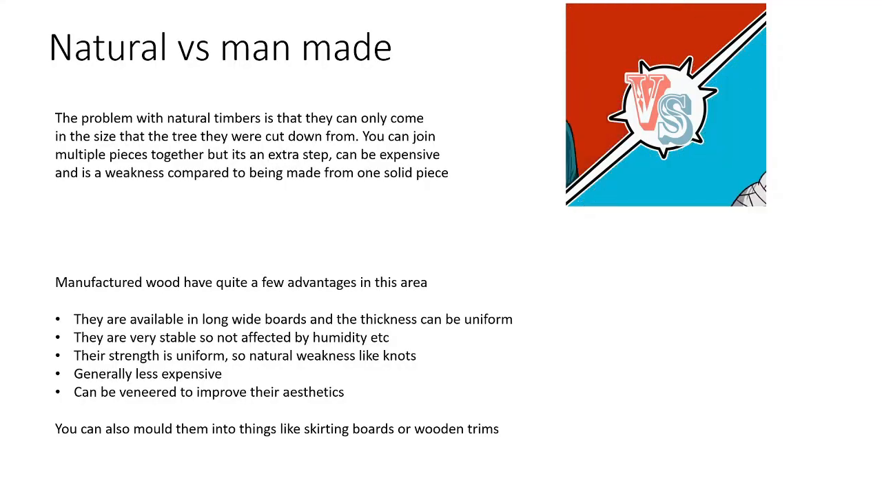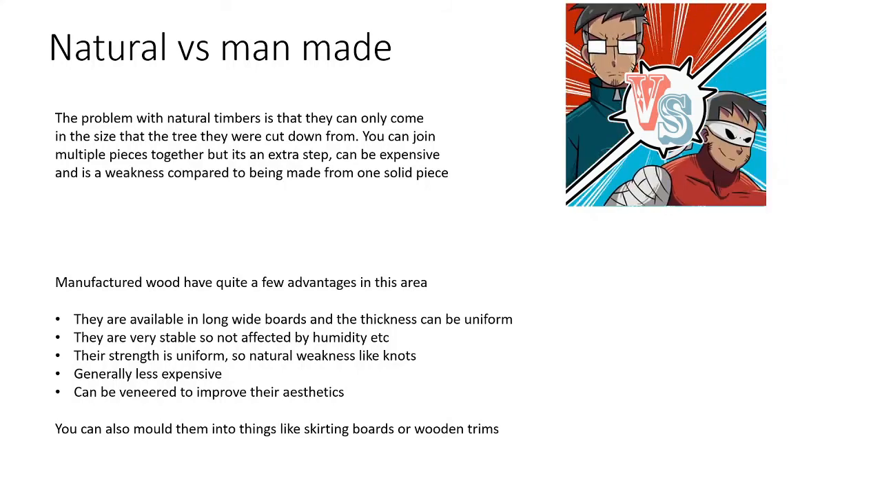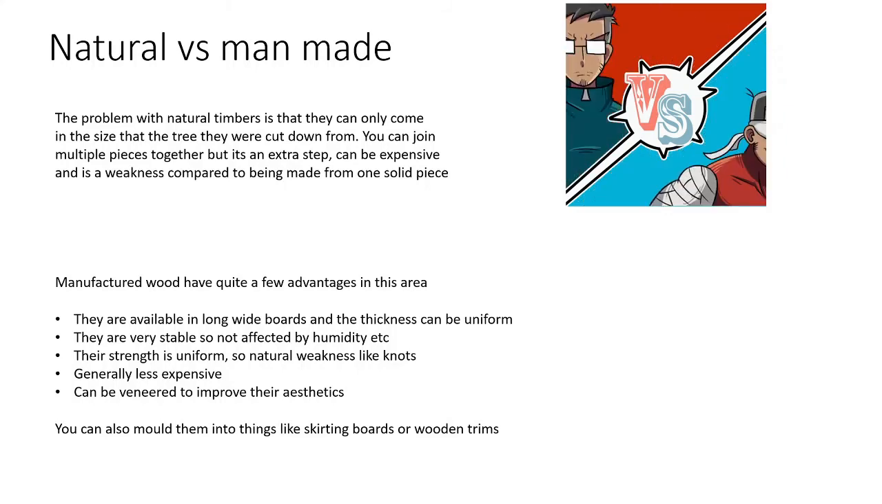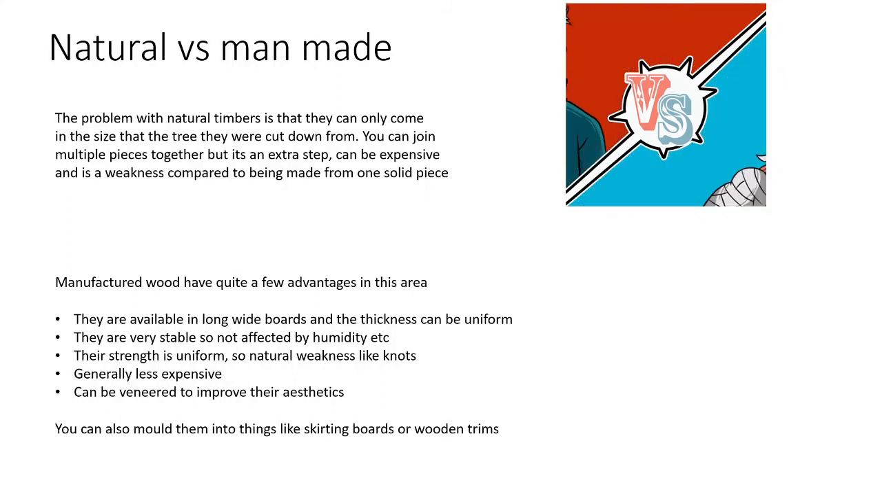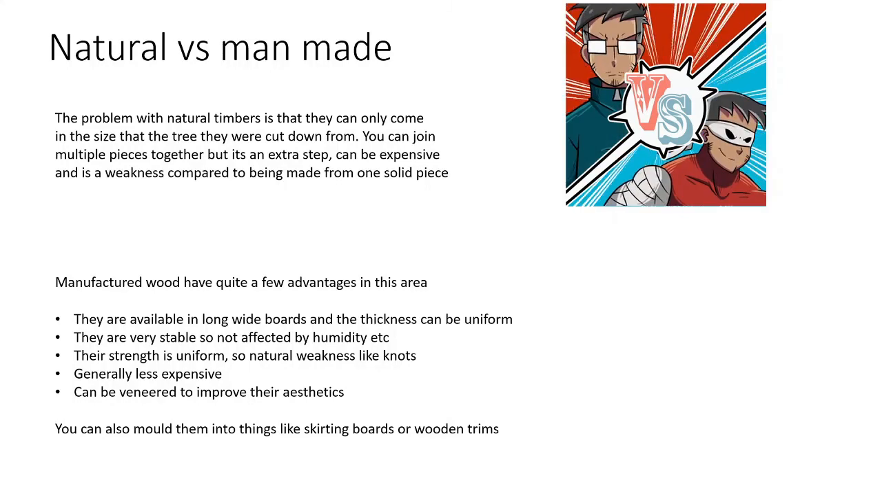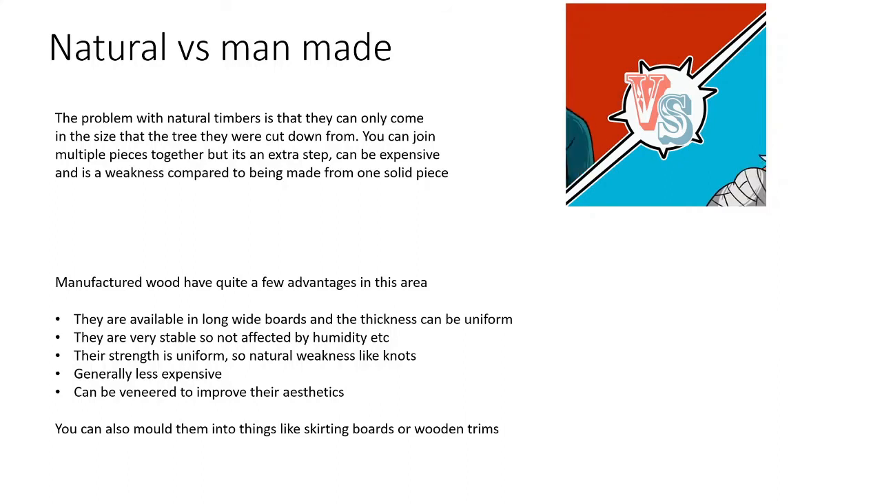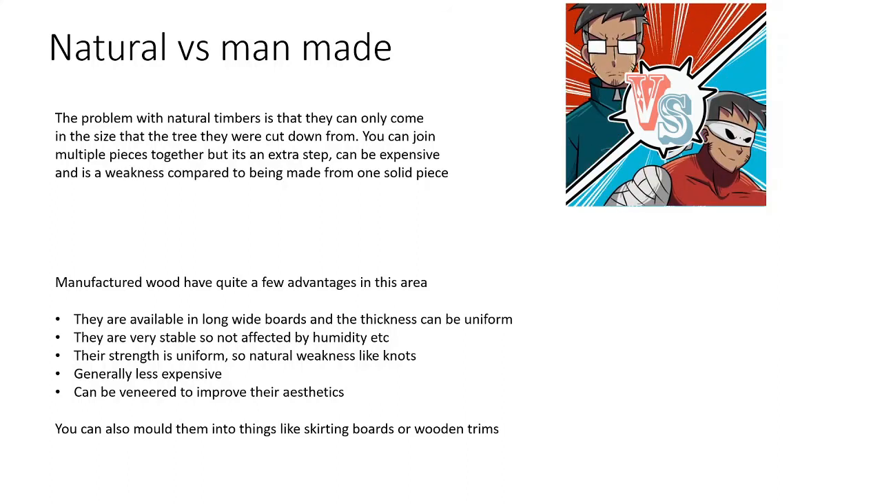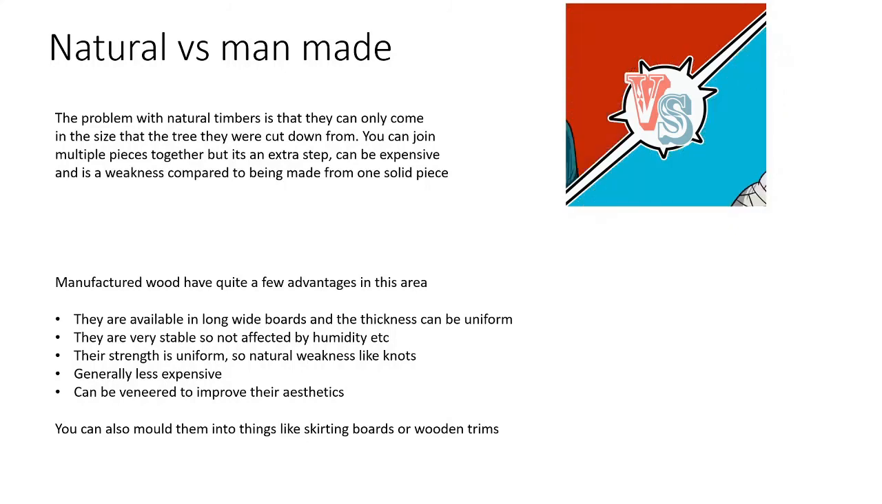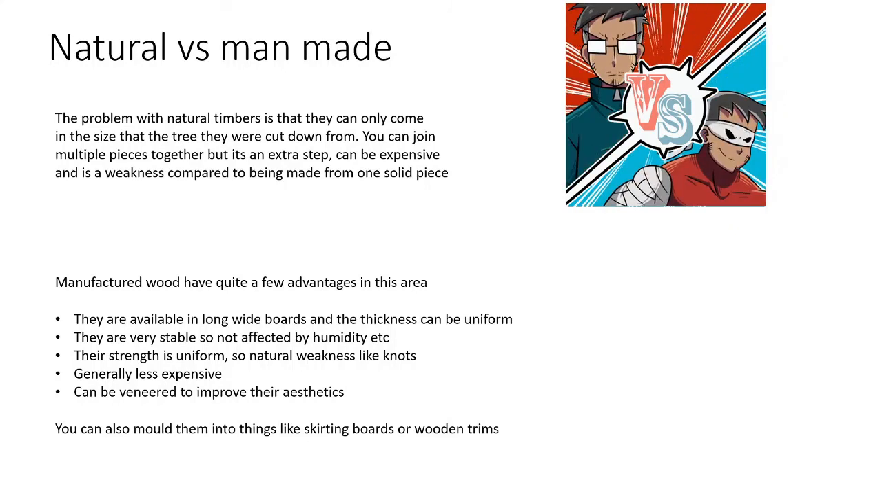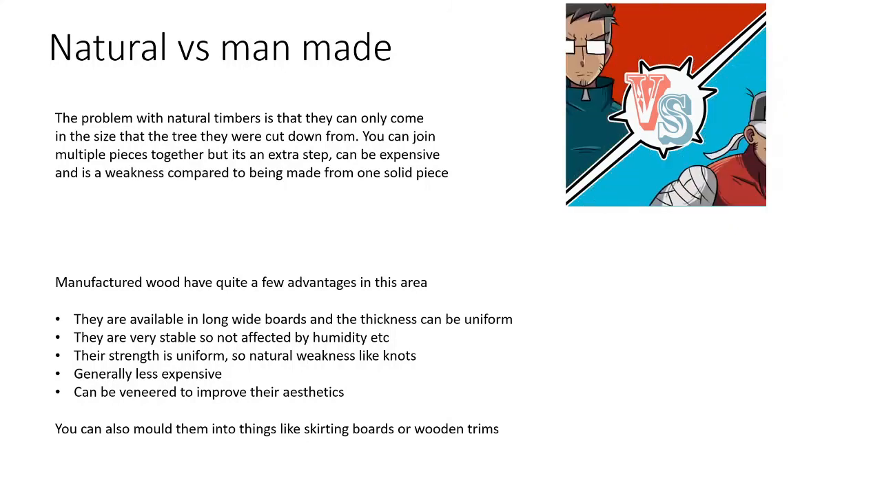You do also have man-made boards. These are used quite a lot, and there's a huge advantage to them, because the problem with natural timbers is you're limited. The size of plank you can get depends on the size of the tree you've cut down. Obviously, you can join two bits of natural timber together, but one, it's an extra step, a bit annoying, and two, it's a natural weakness because there's a join there now.